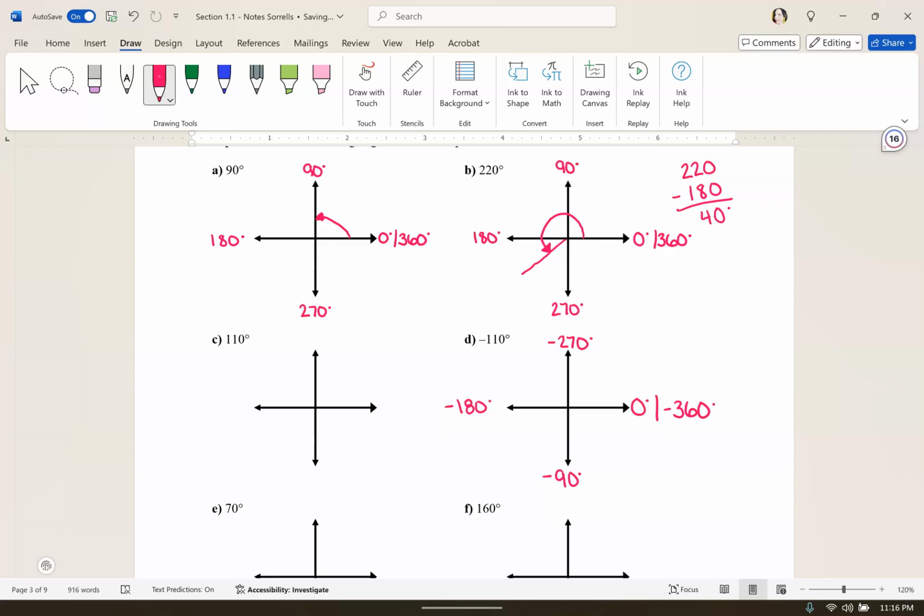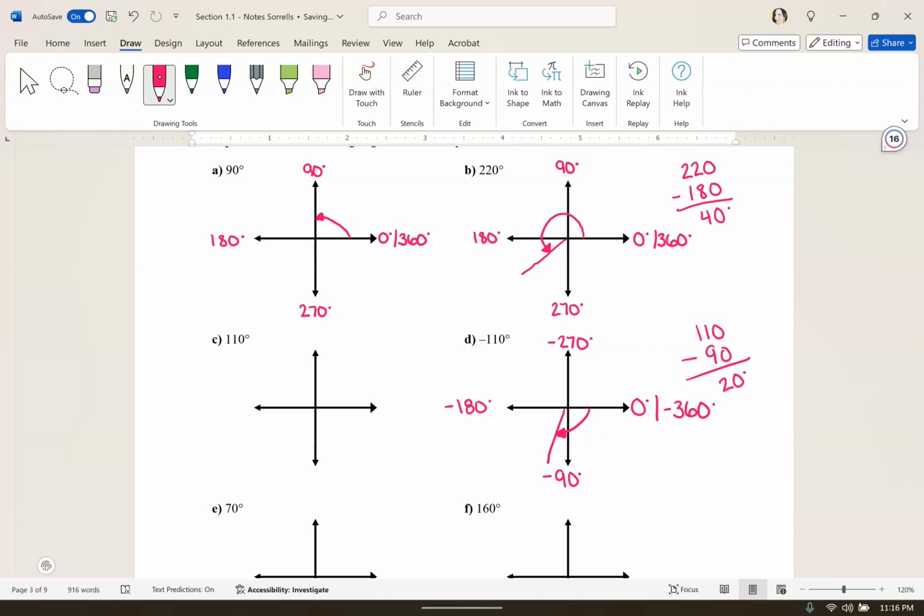So 110. So I'm going to ignore the negatives right now. So we're just looking at 110. 110 means I would have to go past 90 degrees. So that means I'm sitting over here in quadrant 2. But how far do I have to go? So like I said, I just want to know how far I have to go. So I'm going to ignore those negatives. So 110 minus that 90 would give us a difference of what? Hopefully you said it, 20 degrees. So I want to go just kind of slightly past it. And there I am looking at my negative 110 degrees. Okay.